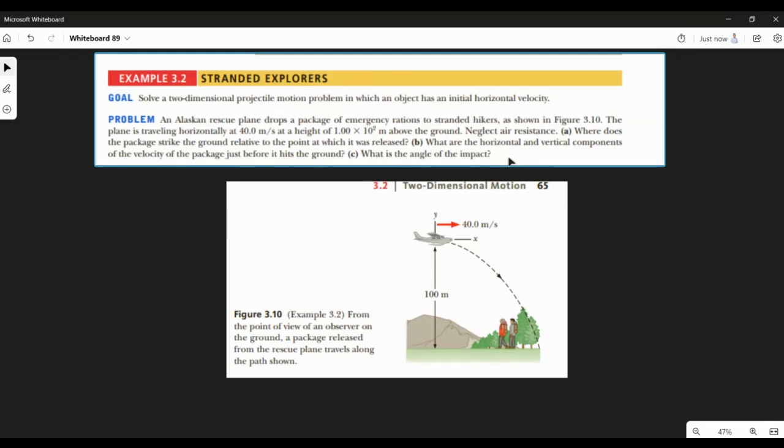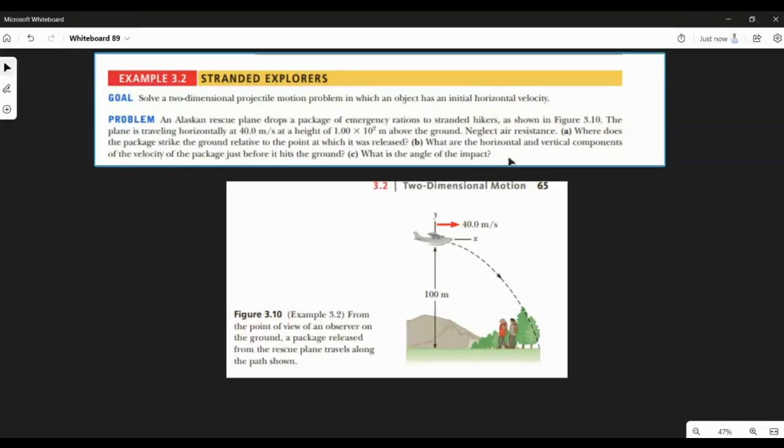So the first thing is, where does the package strike the ground relative to the point at which it was released? That's the first one. What they're typically asking there is the X, the range. You'll get used to these terminologies, the maximum X or the X. And then they're asking what are the horizontal and vertical components of the velocity of the package before it hits the ground, so we obviously need to find those as well. And then we need to know the angle of impact, which is the last one. Obviously that will talk to the tan theta thing as before.